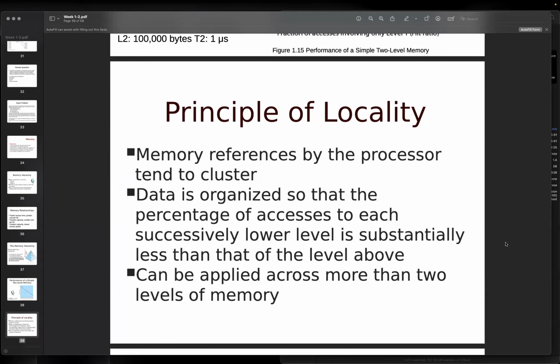Right now, maybe you are thinking, what are the two levels of memory? Later we will show you what the two levels of memory are. Right now, you just need to know this principle of locality.